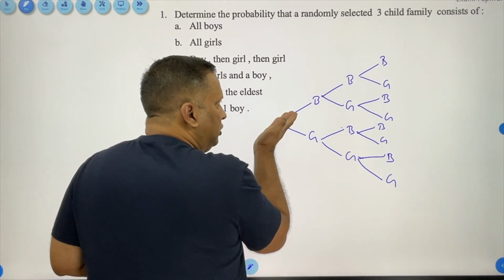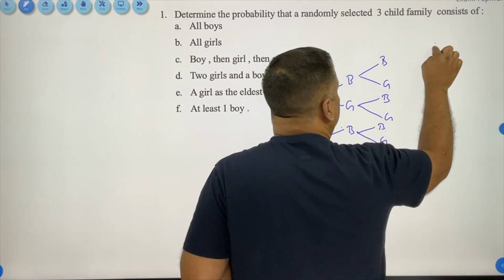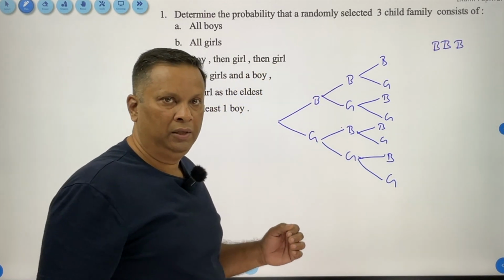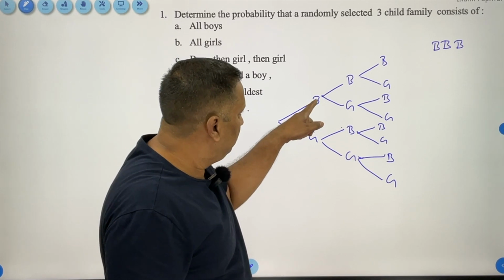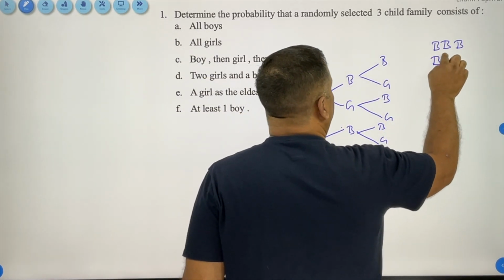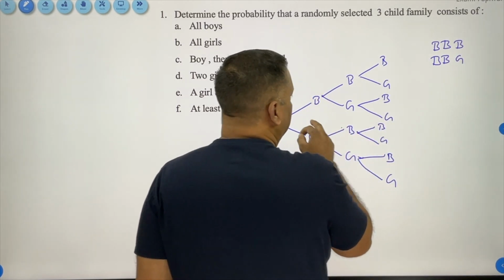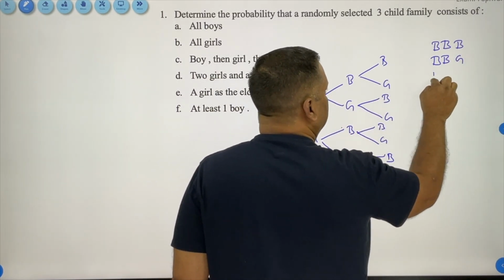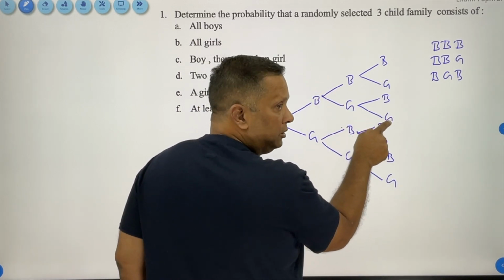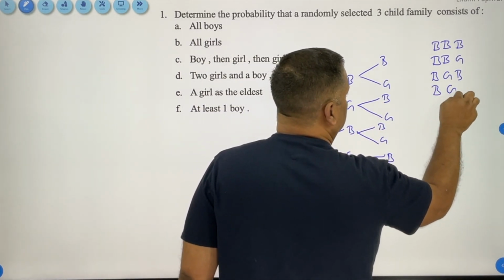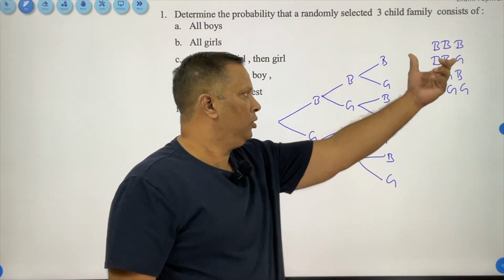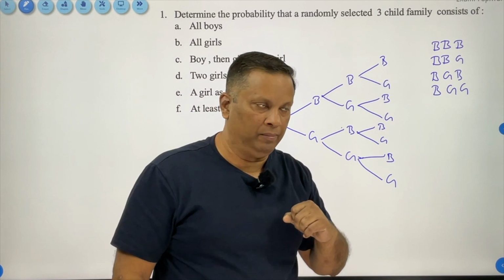Now go with one branch, B, B, B. The first thing is B, B, B. Now go in this second route, B, B and G. The next possibility B, B, G. Then B, G, B. Look, then B, G and G. B, G, G. You are getting it? So we are trying to list all things which are possible in a 3-child family.